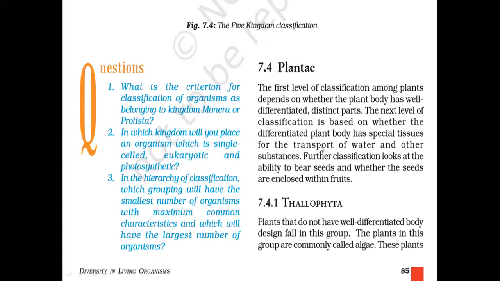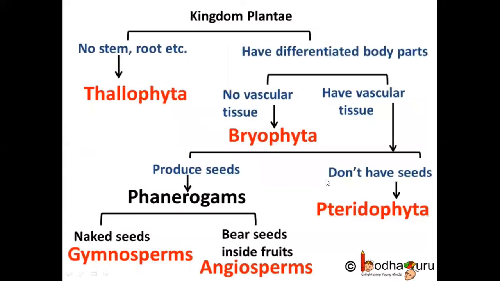We know that there are special tissues in plants for the transport of water, which we call xylem, and there is also phloem for the transport of food. Then further classification looks at the ability to bear seeds and whether the seeds are enclosed. We will learn this using a flow chart so that you can remember better.